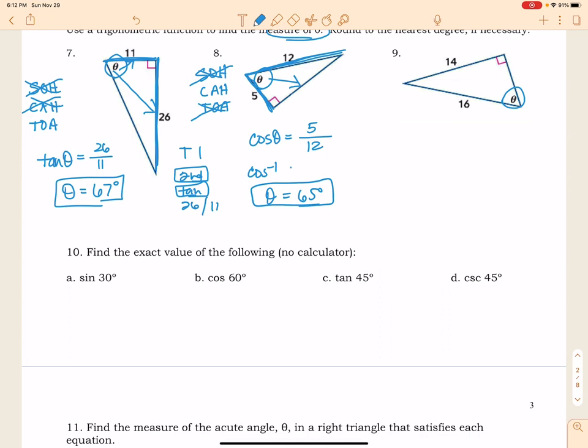Okay, and here's our last one. Remember, I'm going to make my list here so I can figure out what to use. Theta's right here, opposite and hypotenuse. So that means I'm going to use sine. So I've got sine theta is opposite over hypotenuse. So I've got to find sine inverse of 14 divided by 16.